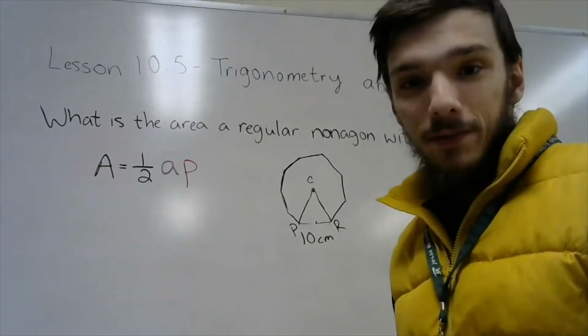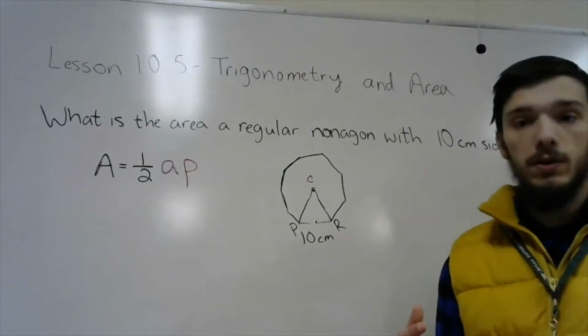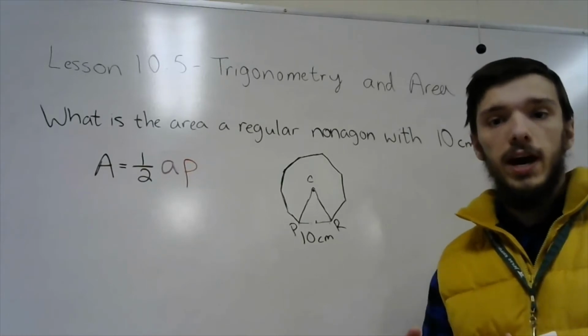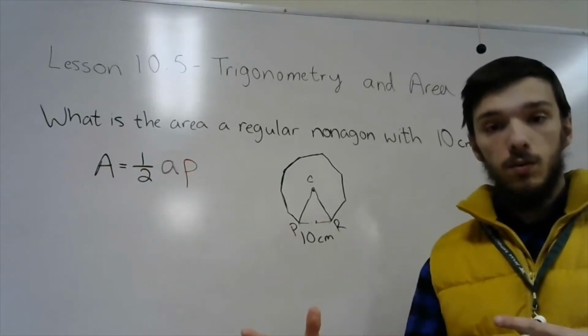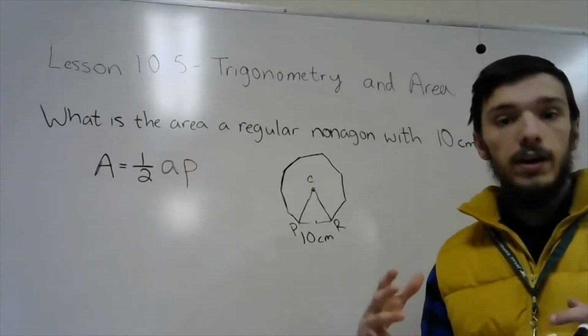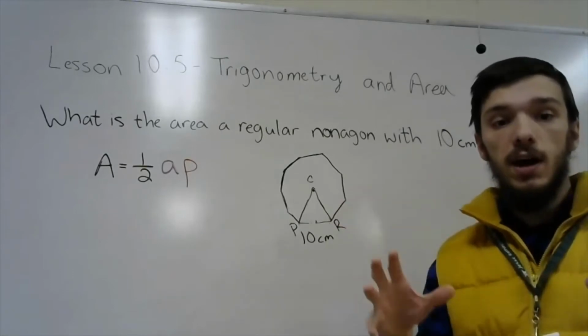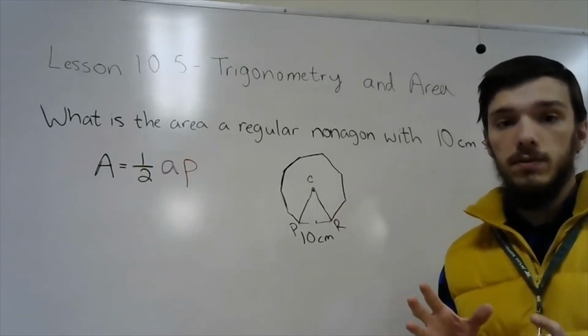Now that we've reviewed what we know about regular polygons, we're now going to figure out how we can use what we know about regular polygons and right triangles, trigonometry, to find the area of regular polygons when we only know a little bit of information.